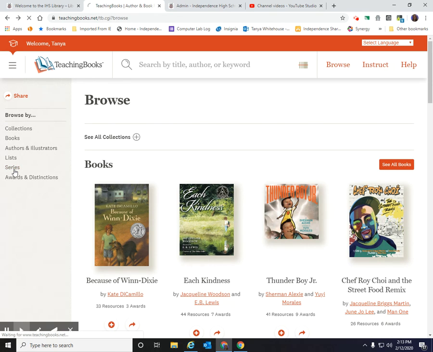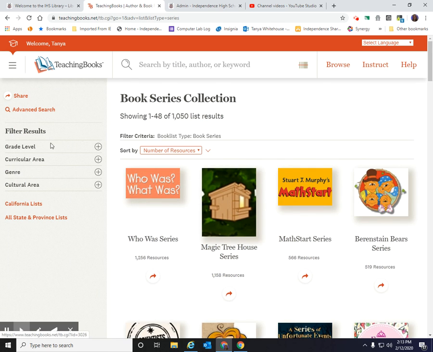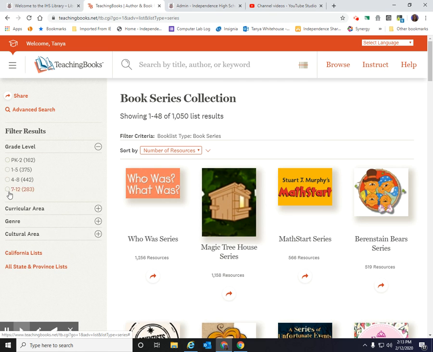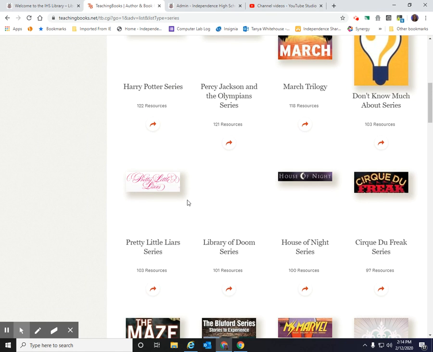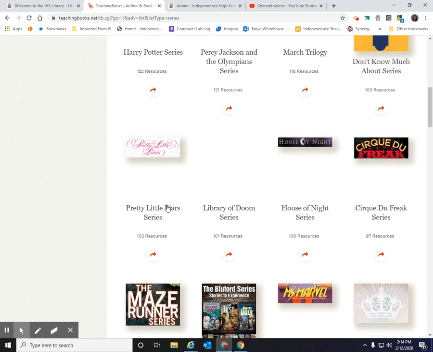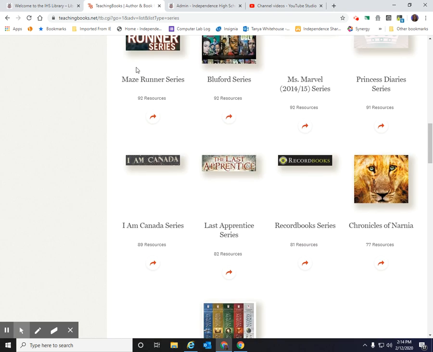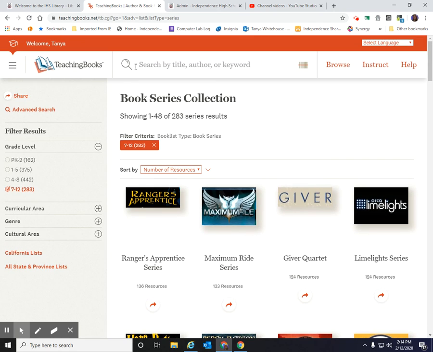You'll also see series books. So if you're interested in, obviously, I need to change the grade level on this. You will be able to see different series books. So if you're like, oh, I want to get my kid into a new series, check out Pretty Little Liars, Blueford, Ms. Marvel. We also have House of Night. We have a number of these series books.